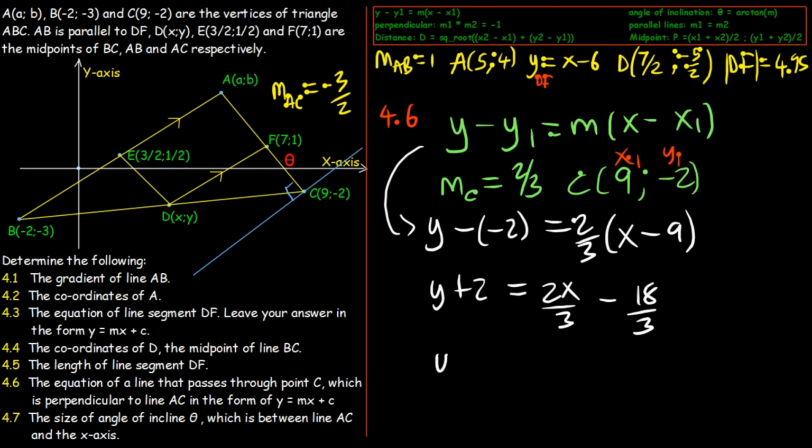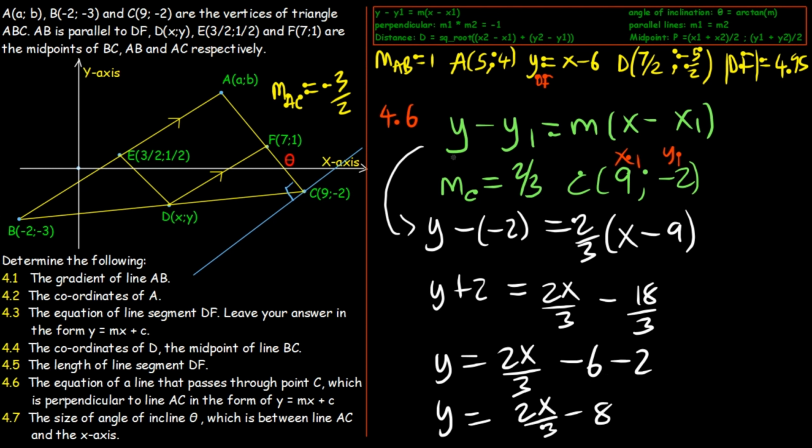Alright, so let's group like terms together. We have y equals 2x over 3, then minus 6, then plus, now -2, right? So we will end up with y equals 2x over 3 minus 8 as our solution.